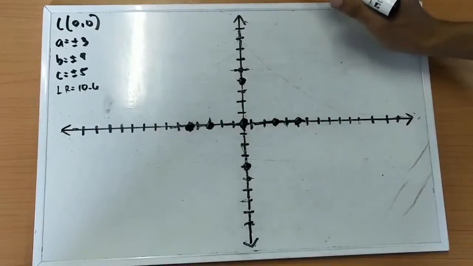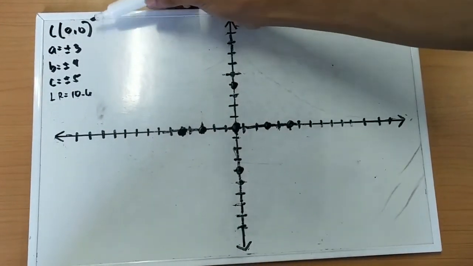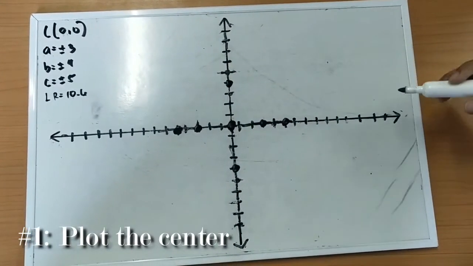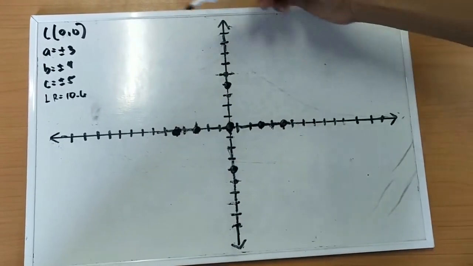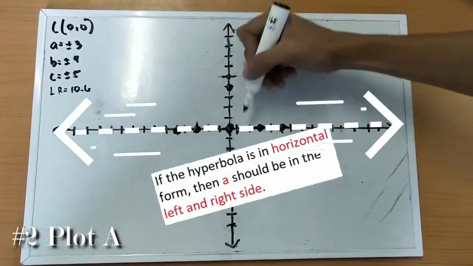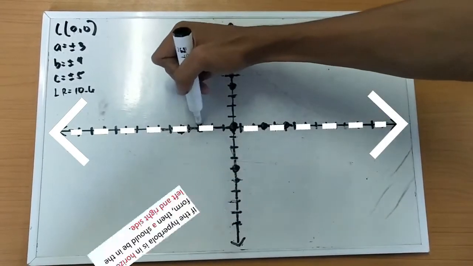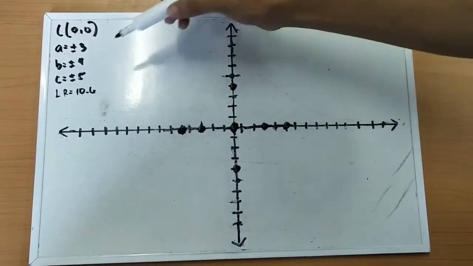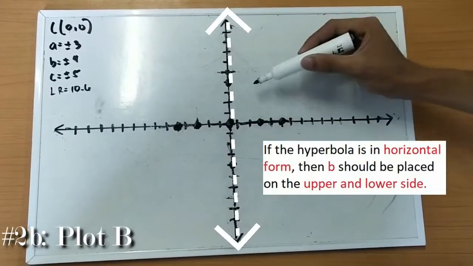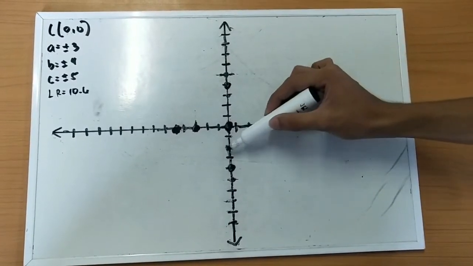To graph a hyperbola, first, we need to plot the center of it. So the center is 0, 0. We're pointed there. Then we're going to move 3 points to the left and to the right. So we're going to 1, 2, and 3. Then 1, 2, and 3 also. Then next, plot the positive negative 4 upwards, then downwards. 1, 2, 3, and 4. Then 1, 2, 3, 4.